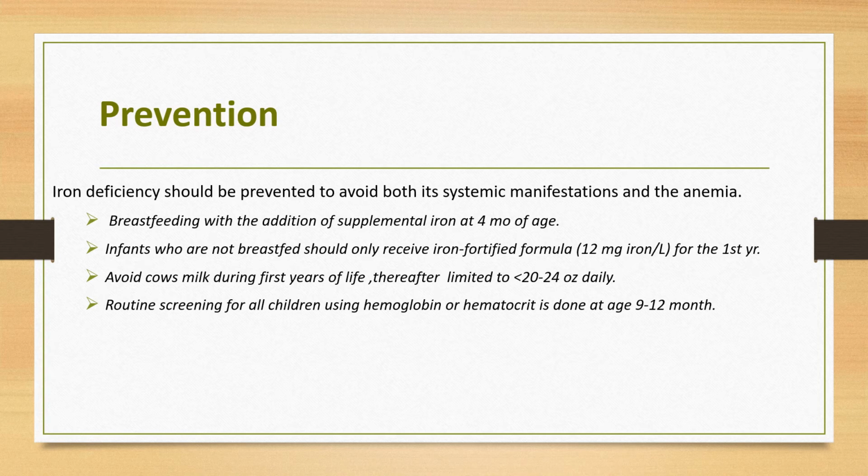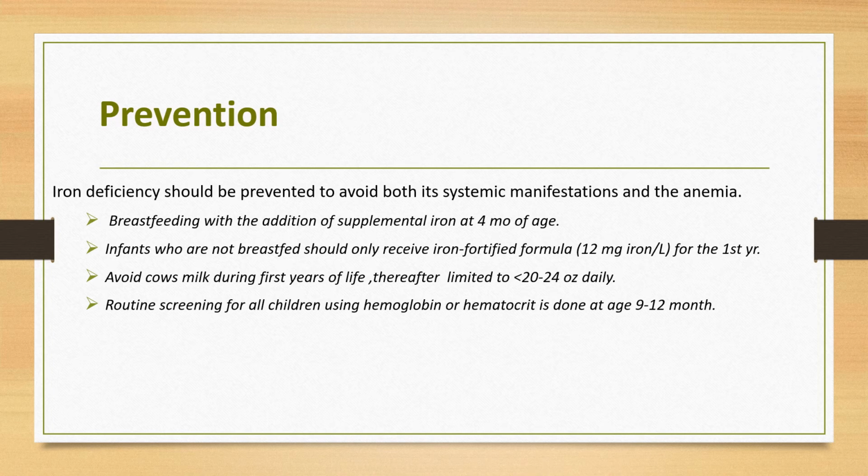The first thing is breastfeeding, with addition of supplemental iron at 4 months of age. Up to 4 months, there is adequate store of iron from the recycled iron during the decrement in hemoglobin concentration, which is high after delivery. So breastfeeding is adequate for 4 months, and after that breastfeeding should be supplemented with iron.